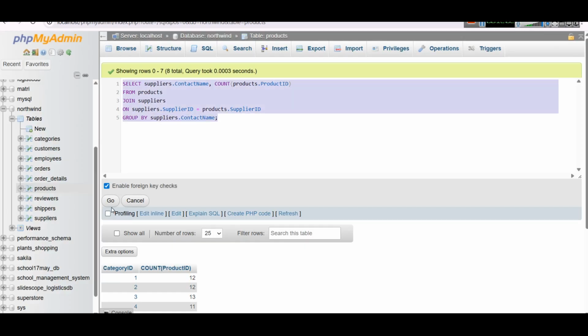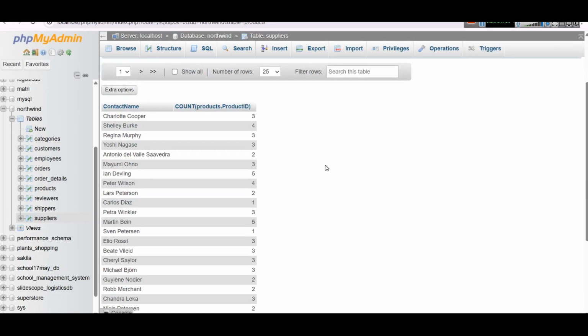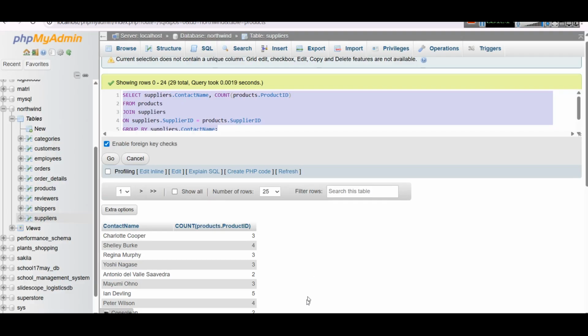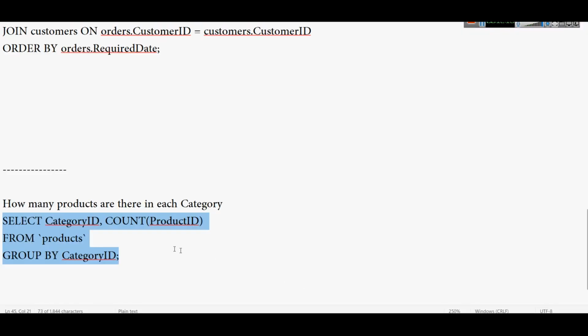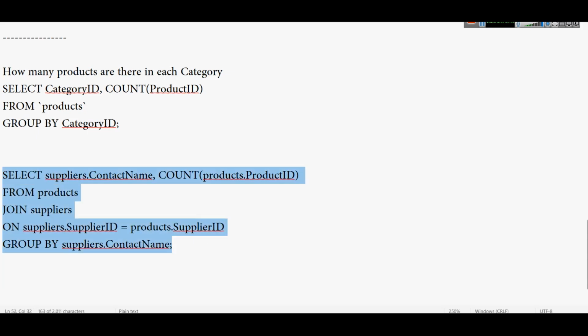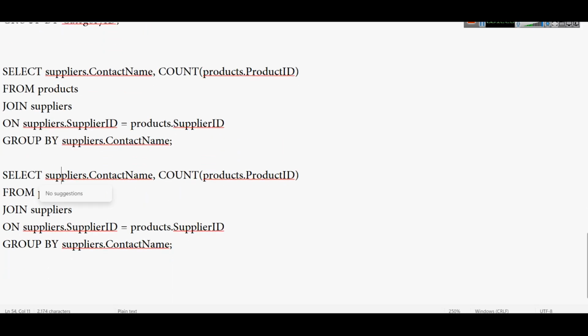So when you do that and hit go, now you have the answer, right? Charlotte Cooper, Shelley Burke, Regina Murphy: how many products have they supplied? So this is our second case. Okay, so let's write the category one once again. In categories, you will just replace it with categories dot category name. This will remain the same.